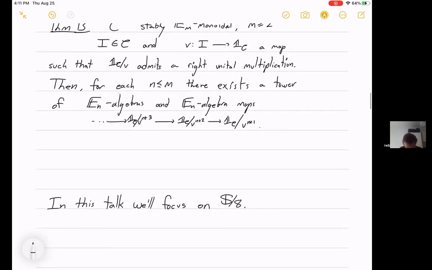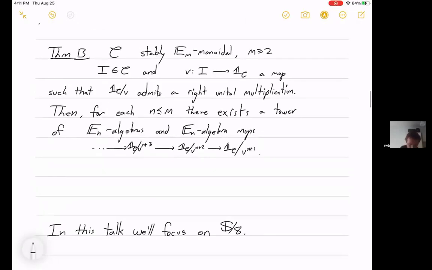Okay. Now, in this talk, I'm just going to focus on S mod 8. Excuse me, Robert, can I ask a question? Where is the M in that theorem? The M is the level of monoidality of the background category. C has an EM, E is in Mary, M is in Mary monoidal.